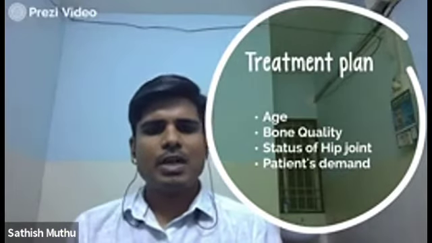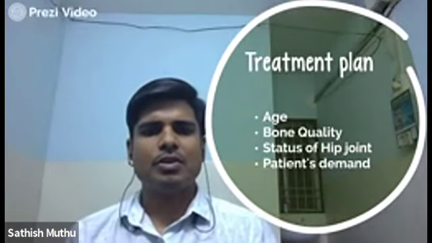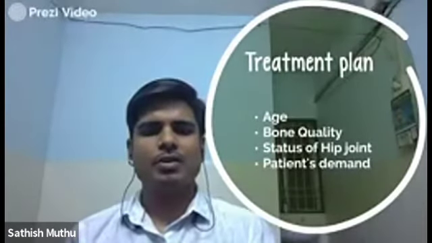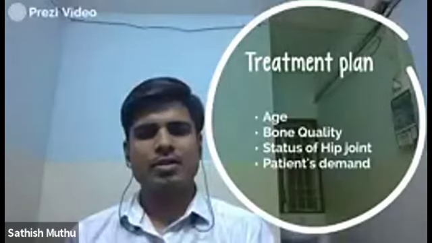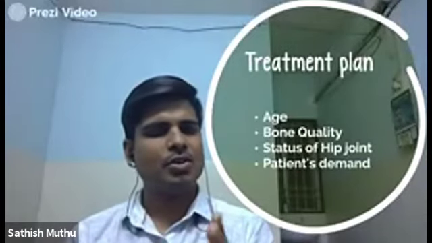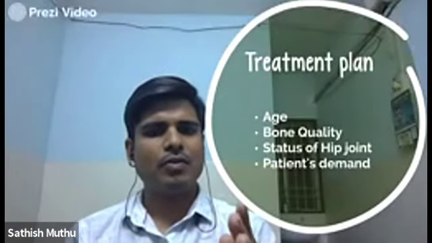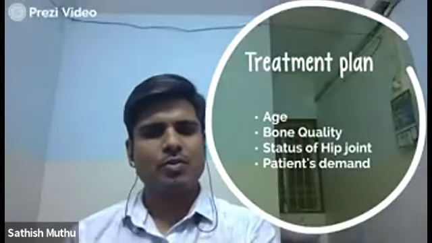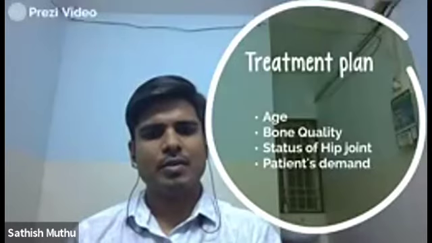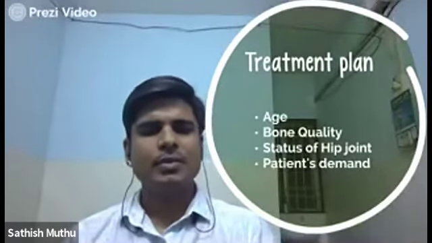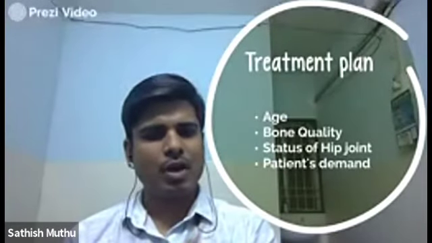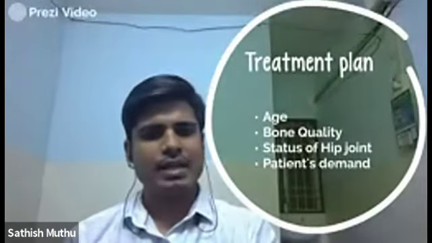So what are the treatment plans we have for this malunited intertrochanteric fracture? Well, there are two categories of treatment for this case. The one is, since he is having a coxa vara, you try to neutralize the biomechanics, so you will do a valgus osteotomy. So valgus osteotomy is one of the treatment options. The other one is arthroplasty. You do a THR. So you first decide what is the age of your patient and what is the quality of the bone you have there and the status of the hip joint.